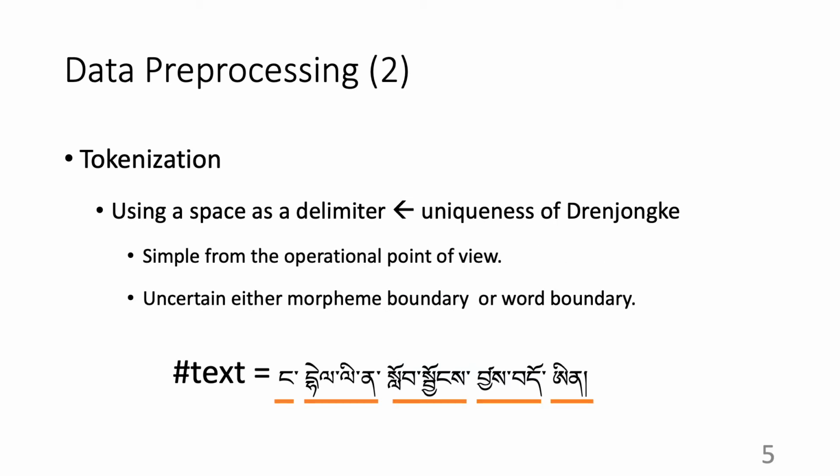Another pre-processing step we needed is tokenization. We set the space as a delimiter in the sentence. Use of spacing in writing is one of the uniquenesses of Drenjongke compared to the other Tibetic languages, which do not employ spaces in writing. This strategy is simple from the operational point of view. However, no fixed rule for spacing is available for now, and the spacing can be sensitive to how the sentence is pronounced. Therefore, the space may be put in either a morphological boundary or a word-like boundary. The concept of word in Drenjongke is not as salient as in English because monosyllabic morphemes can be concatenated rather flexibly.